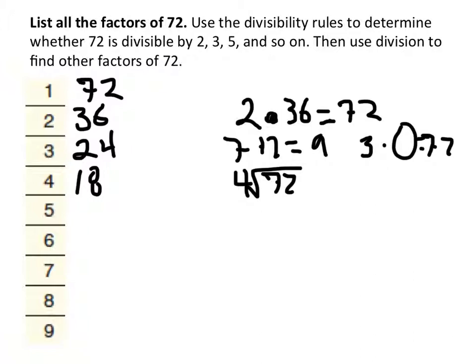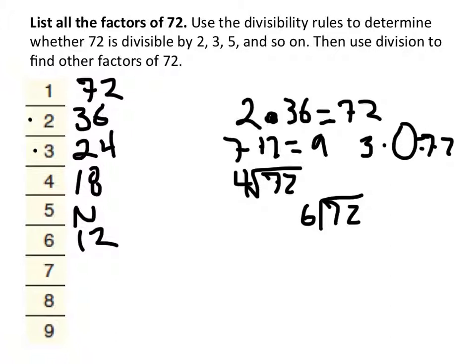Does the ones digit in 72 end in a 0 or a 5? No, it doesn't. So 5 is not a factor. We know that 2 and 3 can go into 72. That means 6 can go into 72. So I take out my calculator and ask how many times 6 goes into 72, and the answer is 12.